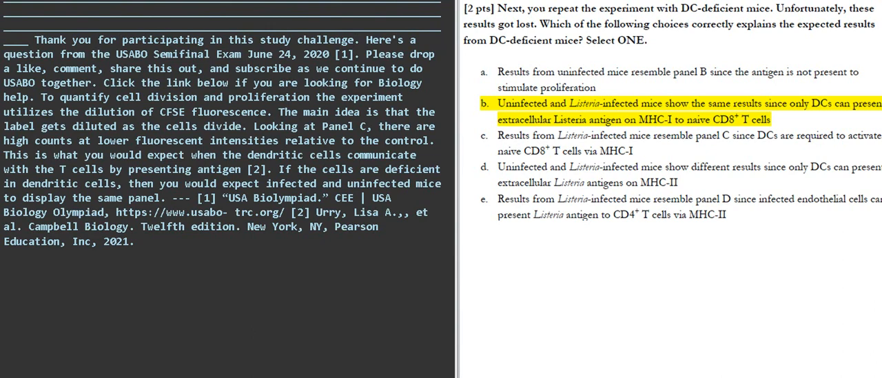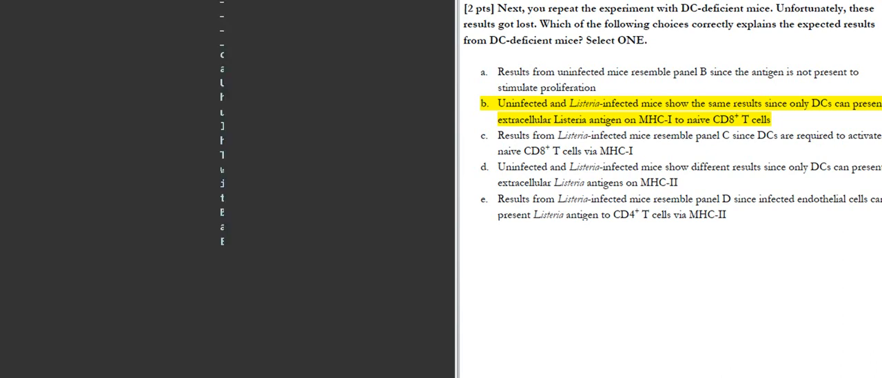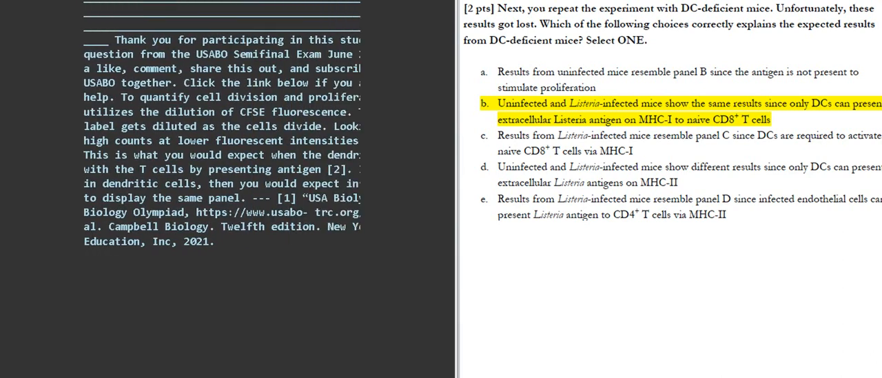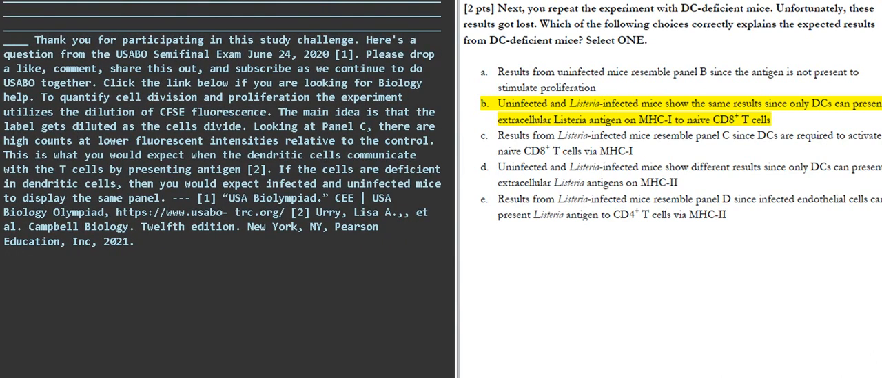To quantify cell division and proliferation, the experiment utilizes the dilution of CFSE fluorescence. The main idea is that the label gets diluted as the cells divide. Looking at panel C, there are high counts at lower fluorescent intensities relative to the control. This is what you would expect when the dendritic cells communicate with the T cells by presenting antigen.